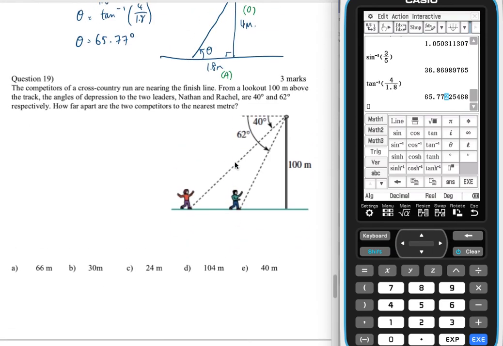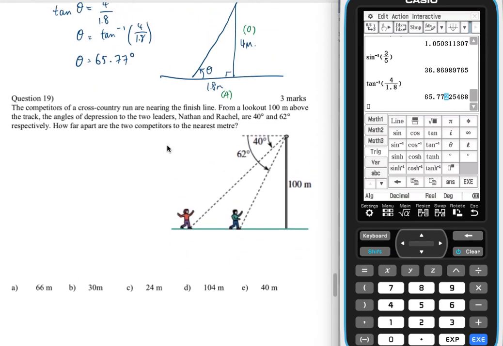Question 19 works like this, and we might do that in the next video actually.